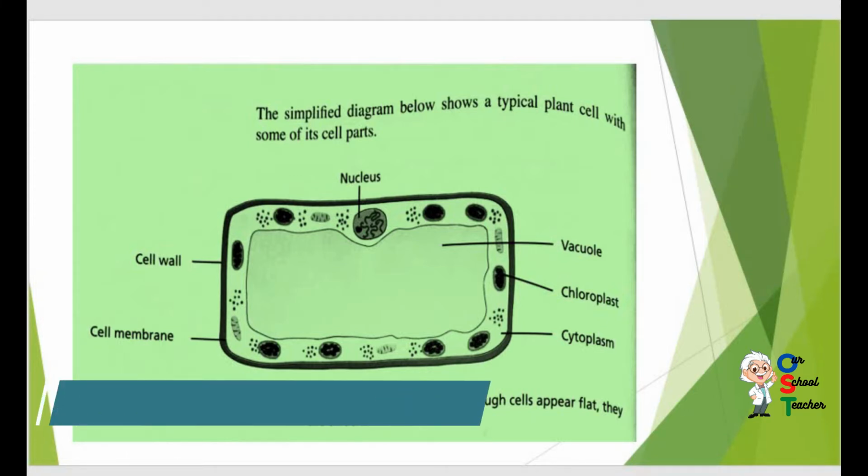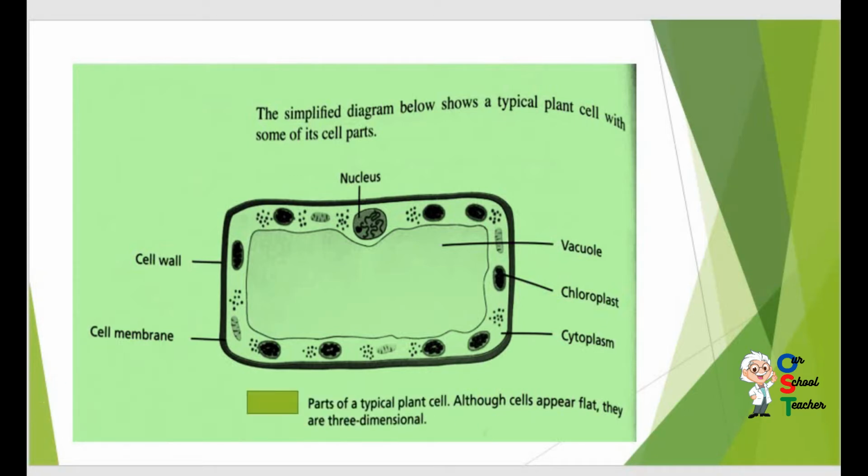And this liquid part is known as cytoplasm. Cyto means cell, plasm means liquid. The cell is filled with cytoplasm. These are the parts of a typical plant cell. Although cells appear flat, they are three-dimensional. Now we will discuss one by one: cell wall, cell membrane, nucleus, vacuole, chloroplast and cytoplasm.